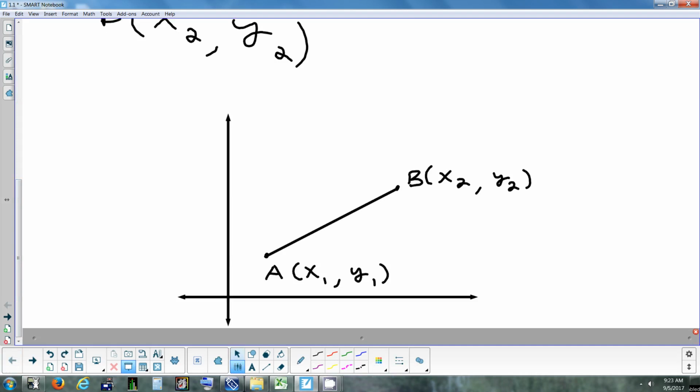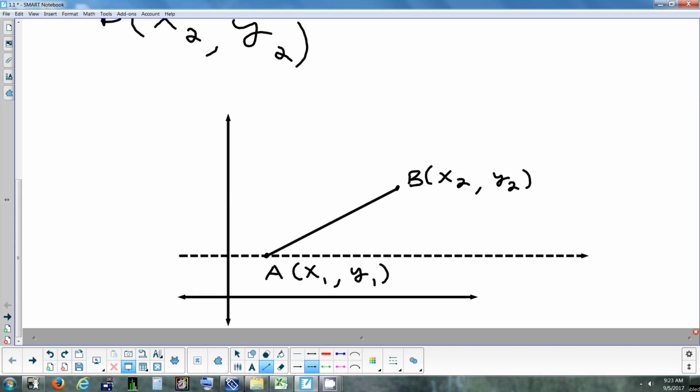Okay, and the way we're going to do it is we're going to draw a dotted line, or whatever kind of line you want, horizontal right through A. And then I'm going to draw a vertical line going through B. Okay, so here's my triangle right here. Now again, that's not just any triangle. What kind of triangle is that? Right. Yeah, it's a right triangle.